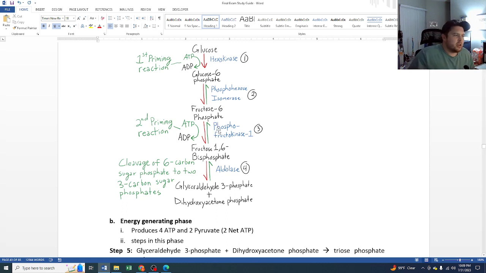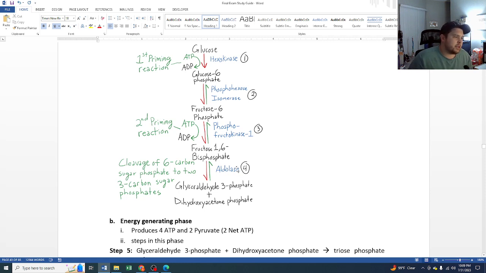Okay. The PFK is going to be the second priming reaction. These priming reactions are going to be very, very important. These are 2 of our rate-limiting steps. We need to remember those. Those are the ones that we most likely are going to get asked questions about. That adds another phosphate, so we get fructose 1,6-bisphosphate.